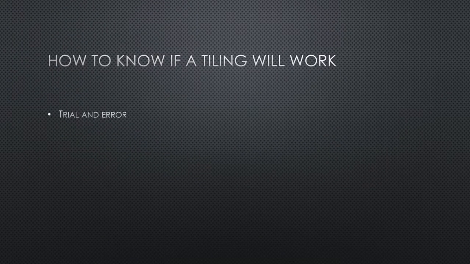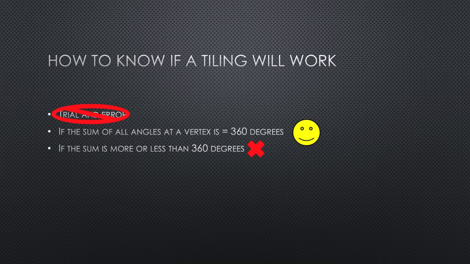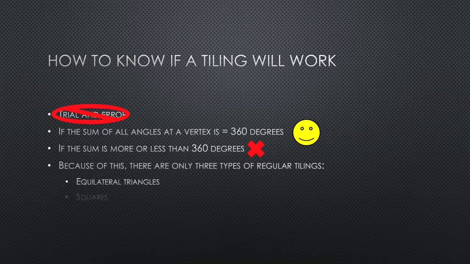So how can you tell if certain shapes will fit together? You could always use trial and error, but that would be quite time-consuming. Instead, all you have to do is check and see if all of the angles at one vertex have a sum of 360 degrees. If they have more or less than that exact number, then those shapes cannot tile a plane. This rule is the reason for why there are only 3 types of regular tilings. Only equilateral triangles, squares, and regular hexagons can meet this requirement.